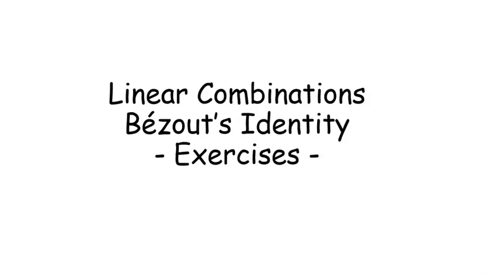I'm going to present you here with a few examples working with Bezout's identity and looking at linear combinations of numbers and their greatest common divisor, all based upon the Euclidean algorithm. I'm going to show you the examples, give you an opportunity to pause the video, have a go at them, and then come back and check against the work I'm going to present you.